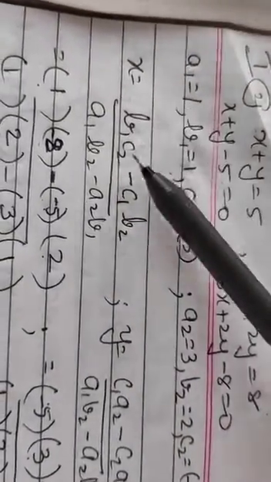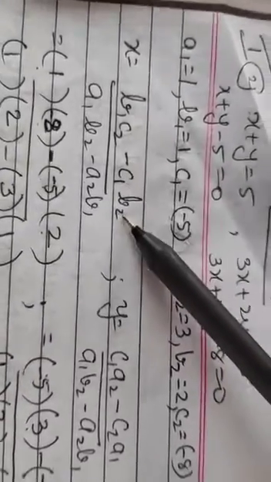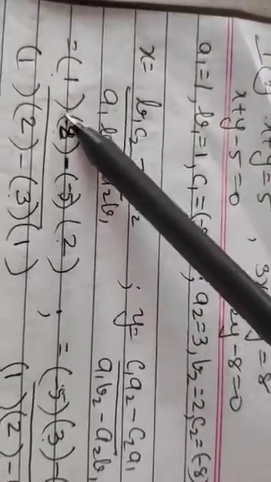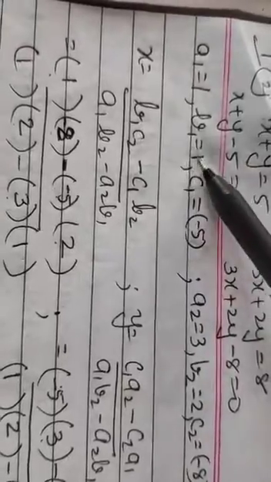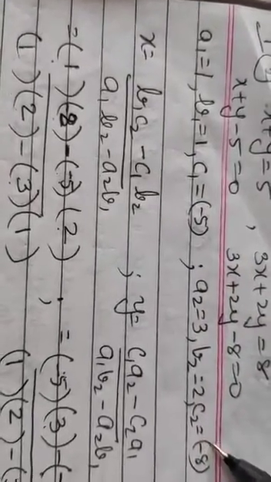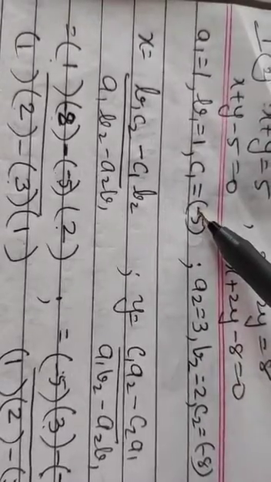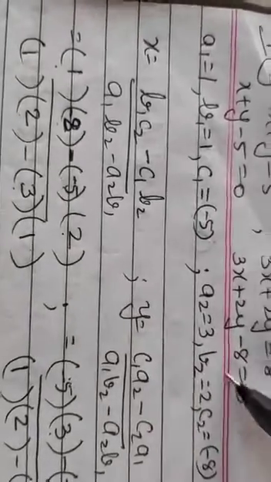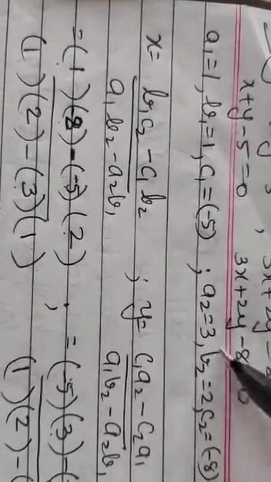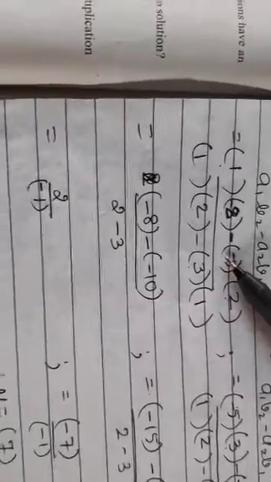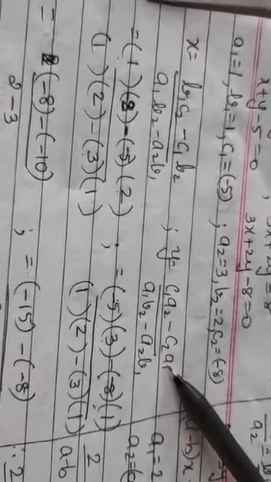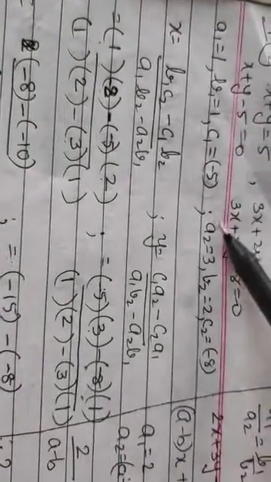Now x, what is the formula to find x? b1 c2 minus c1 b2 upon a1 b2 minus a2 b1. Correct or not? Now you just substitute the values. b1 is 1, c2 is minus 8, c1 is minus 5 and b2 is 2. Then substitute a1 is 1, b2 is 2, a2 is 3 and b1 is 1. Got it? If you solve that mathematically, you will get 2 upon minus 1, that comes to minus 2. Simultaneously the y part, c1 a2, c2 a1. Here also substitute the values from here: a1, b1, c1, a2, b2, c2.